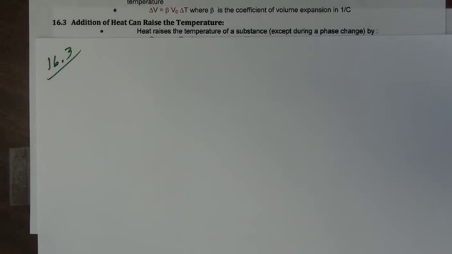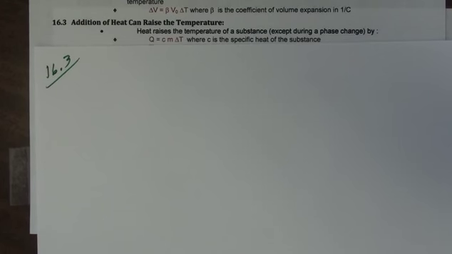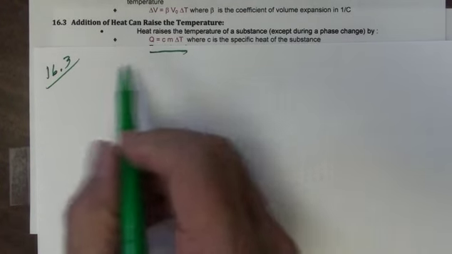During a phase change, we have a different type of equation, and the temperature does not increase. The heat that is added serves to change the phase, but not increase the temperature. But if we're not changing the phase, the temperature will rise. And this is how much? This is the critical equation that we have.